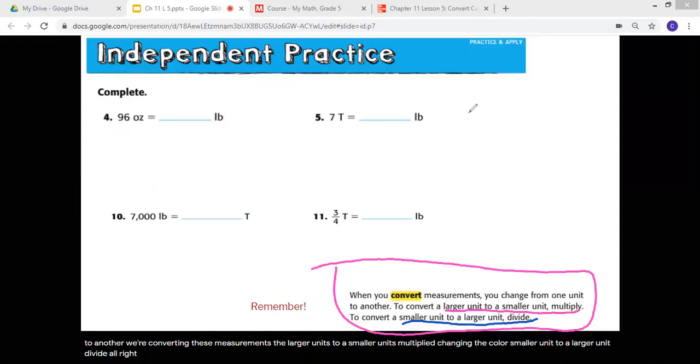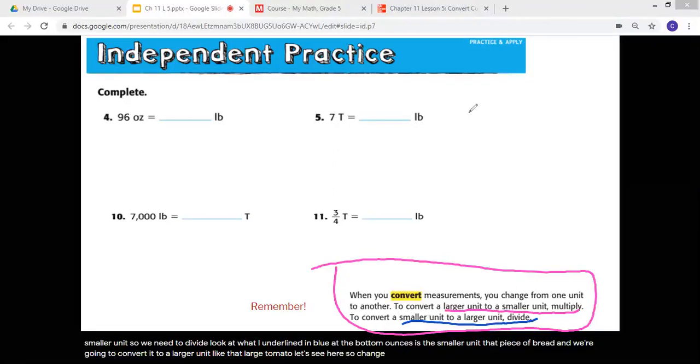All right, so let's take a look at number 4 at the top left. We want to convert 96 ounces to a certain number of pounds. Ounces is the smaller unit, so we need to divide. Look at what I underlined in blue at the bottom. Ounces is the smaller unit, that piece of bread, and we're going to convert it to a larger unit, like that large tomato.